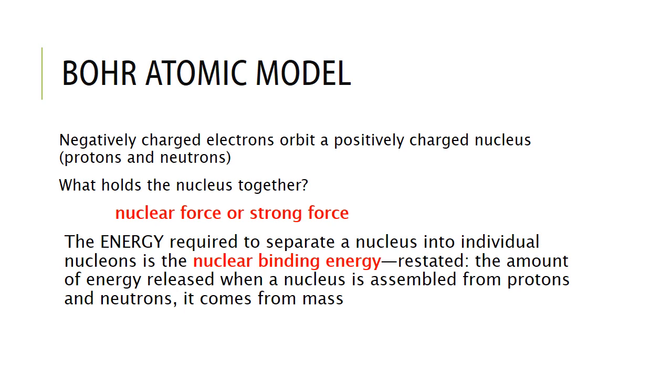So that nuclear binding energy is actually the energy required to separate a nucleus into the individual nucleons. Restated, it's the amount of energy released when the nucleus is assembled from protons and neutrons, and again that comes from the mass.